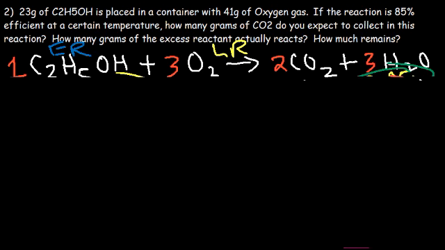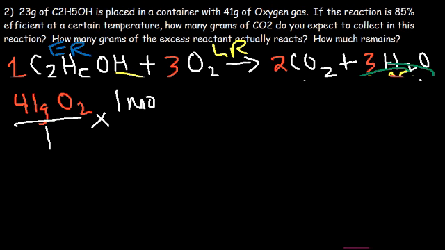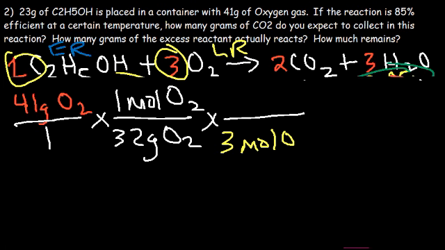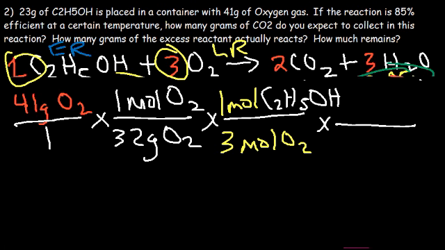Now, let's find out how many grams of excess reactant actually react in this reaction. Let's start with the limiting reactant, which is 41 grams of oxygen gas. Let's convert it to moles. 1 mole of O2 contains 32 grams. And let's convert that into the moles of the excess reactant. We need to use the molar ratio. It's a 3-to-1 ratio. So for every 3 moles of O2 that react, 1 mole of ethanol, C2H5OH, reacts with it. Now we've got to convert that to grams.